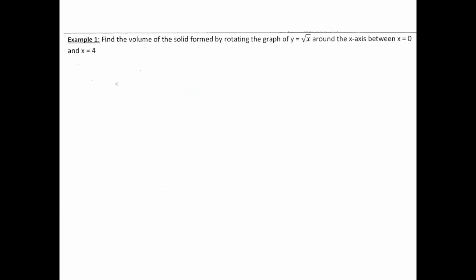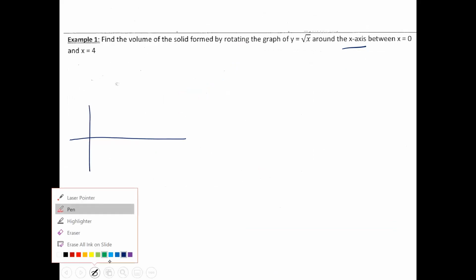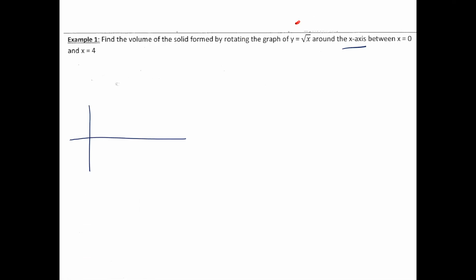Example 1 says find the volume of a solid formed by rotating the graph y equals square root of x around the x-axis, keyword around the x-axis, between x equals 0 and x equals 4. So then here is my graph. Now I know y equals square root of x is going to be in the form or shape of that. So I'm just going to have something that looks like this. Now I know it's between 0 and 4, so this piece right here will be 4.